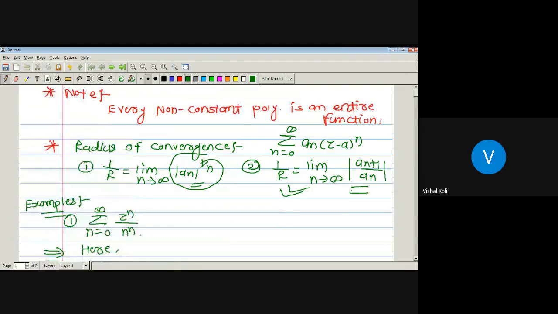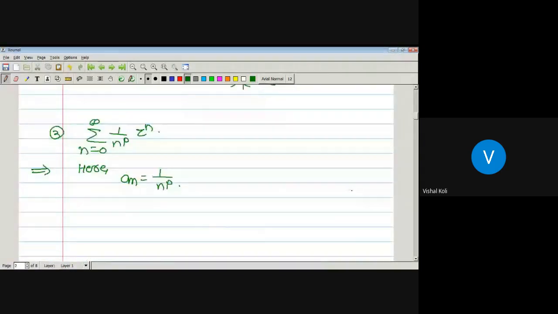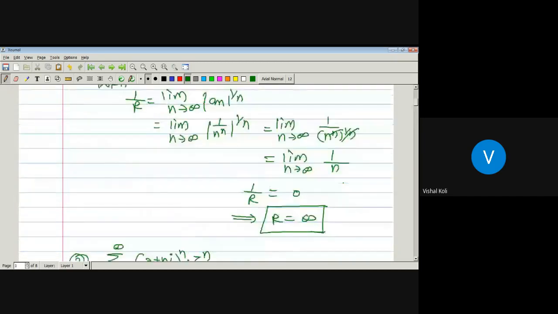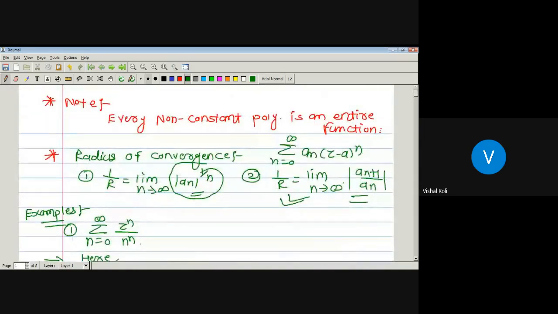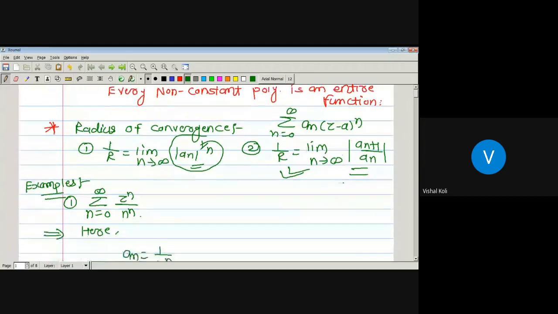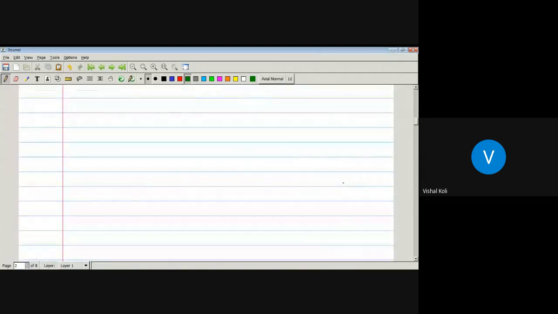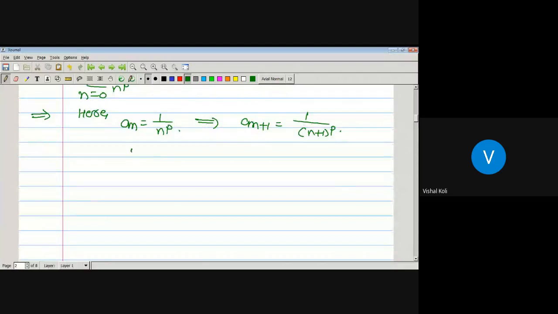a n is nothing but 1/n raised to p. Then what is the value of a n plus 1? a n plus 1 is nothing but 1/(n plus 1) raised to p. And this one is nothing but 1 by r. 1 by r is limit n tending to infinity modulus of a n plus 1 divided by a n. Then what is r? r is nothing but limit n tending to infinity modulus of a n divided by a n plus 1.